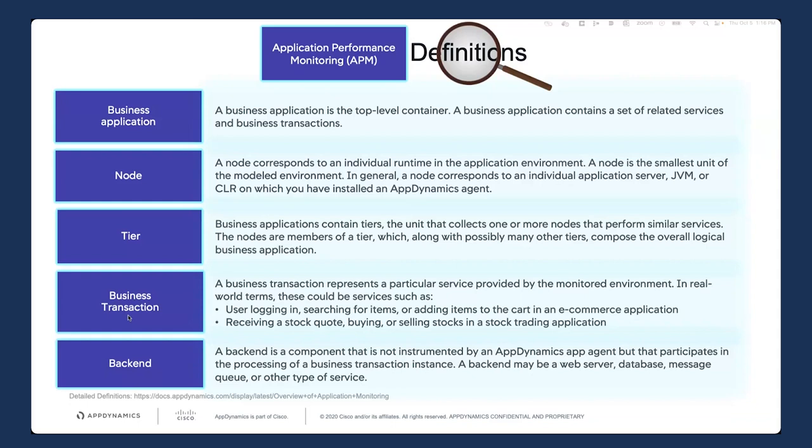For example, if you're trying to log in, that'll be one separate BT. Is your login taking a long time? That's the granularity we can have by using BTs. And then finally, you've got the backend.